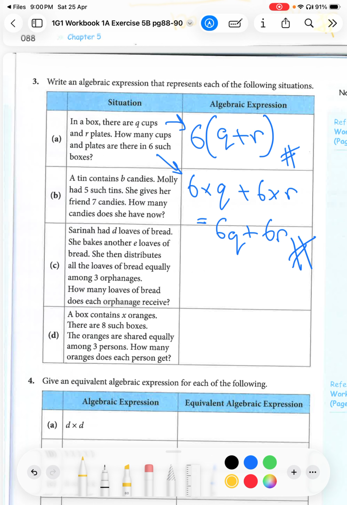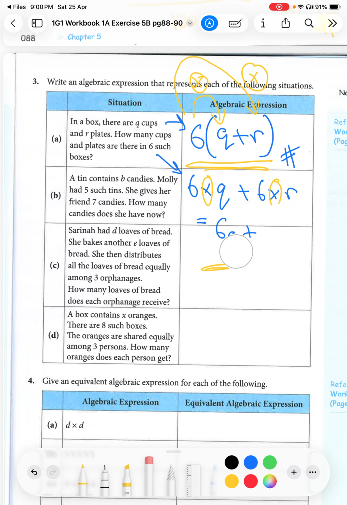If you put these two together, you'll see that 6 is multiplied to Q and to R, over the operation here, so you don't need the bracket. The yellow part is just extra to show you that it's the same as 6 times Q, which is 6Q, and 6 times R, which is 6R. That's all. You can write both, or either one. Both are correct. Okay, the next one.